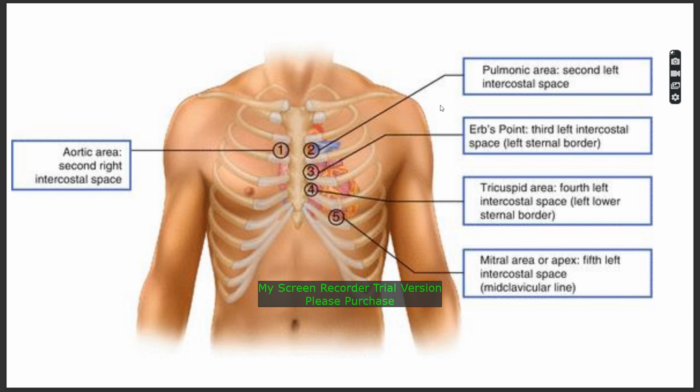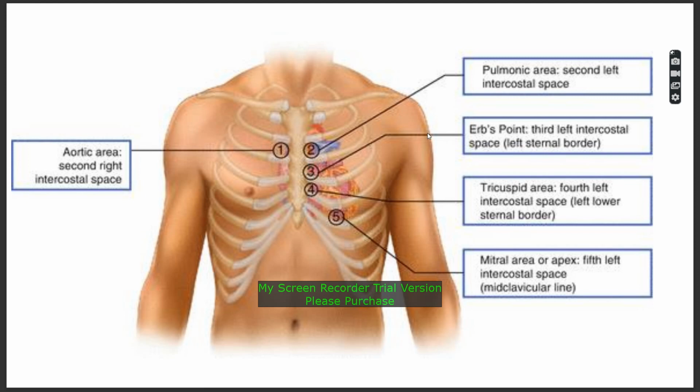To get these heart sounds, there are five positions where we can hear them. This is the aortic area, second right intercostal space. Right means the right side of the body. This is the pulmonic area, second left intercostal space. So we call this the pulmonic area, and this is the aortic area, right?